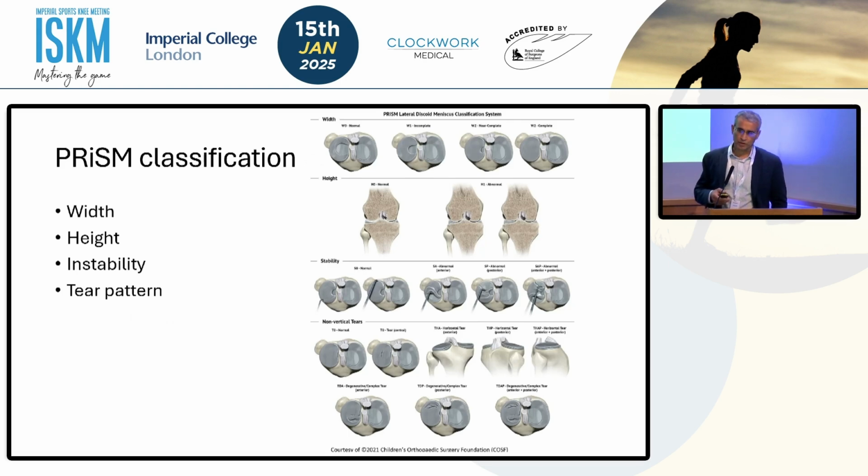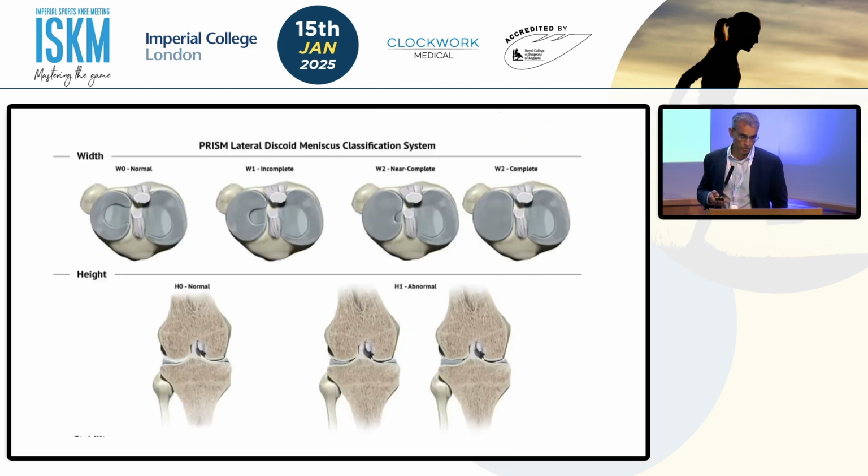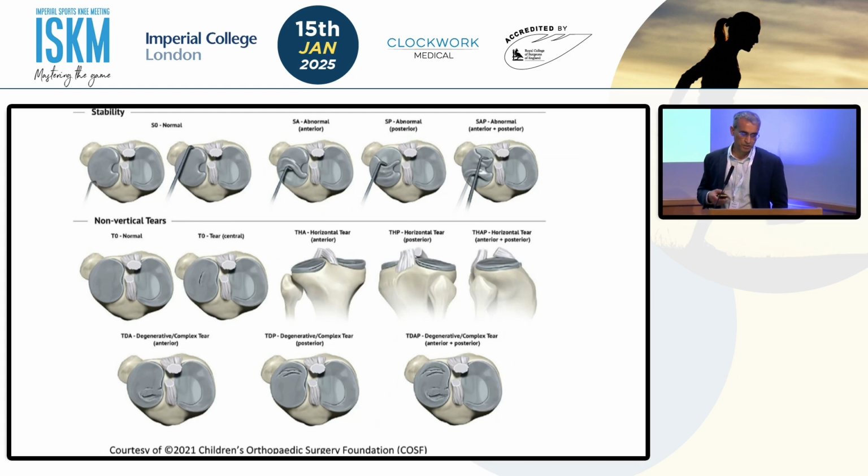There's a newer classification from the Pediatric Research Society in Sports Medicine, almost like a tumor classification. It includes the width of the meniscus, the height, and looks at stability, whether it's stable anteriorly and posteriorly on probing, and also looks at the tear. If you notice a tear in the center part of the meniscus, it doesn't count as a tear, because when you saucerize these, you are going to take that out. So it ignores them in the classification.